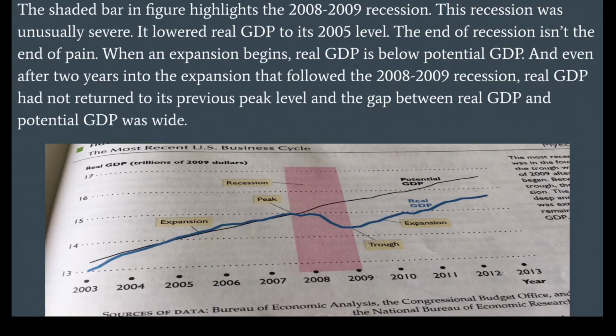The shaded bar in the figure highlights the 2008-2009 recession. This recession was unusually severe. It lowered real GDP to its 2005 level. The end of a recession isn't the end of pain. When the expansion begins, real GDP is below potential GDP, and even after 2 years into the expansion that followed the 2008-2009 recession, real GDP had not returned to its previous peak level, and the gap between real GDP and potential GDP was wide.